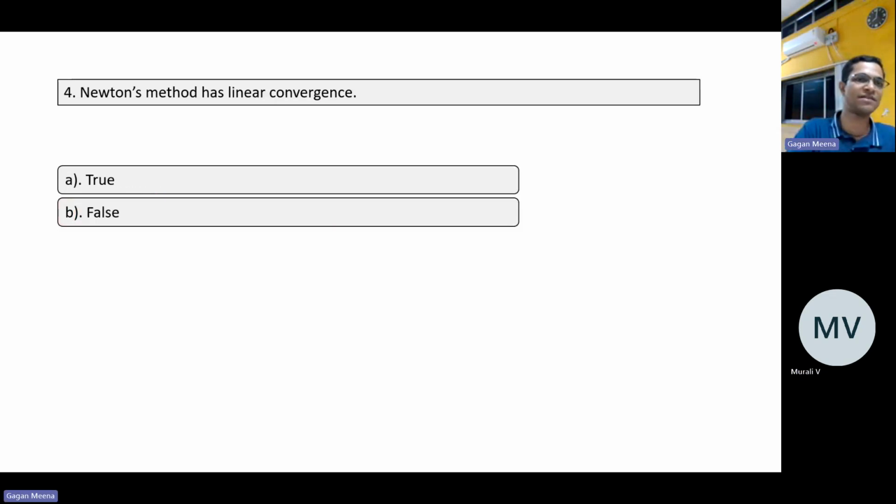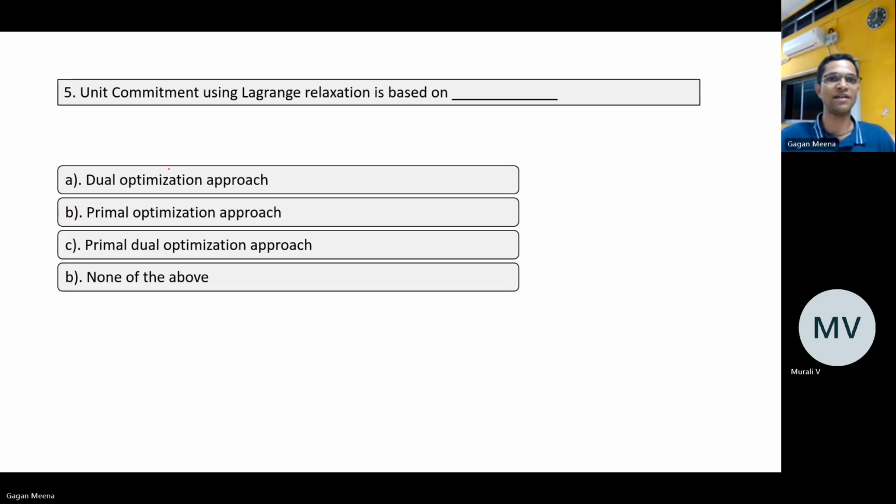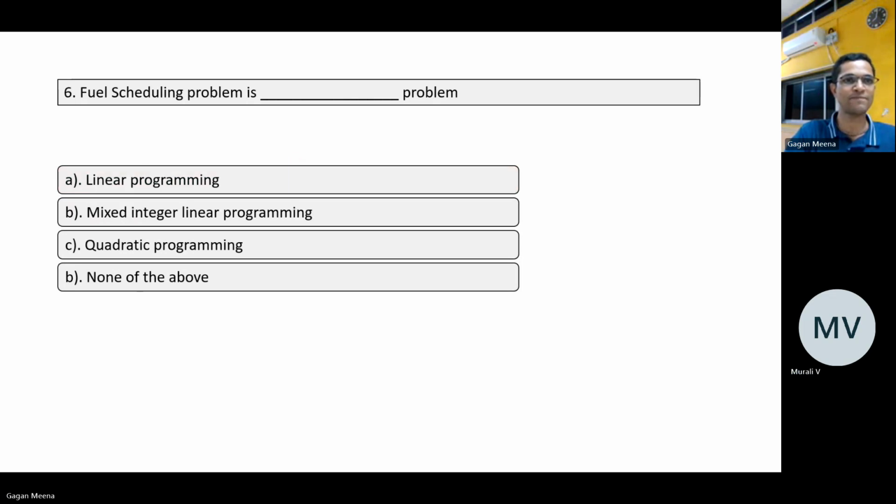This also we have discussed. Newton's method has linear convergence? No, it's quadratic, so this is false. Then next is unit commitment using Lagrange relaxation is based on dual optimization. Then fuel scheduling is linear, mixed integer, linear, quadratic, or none.